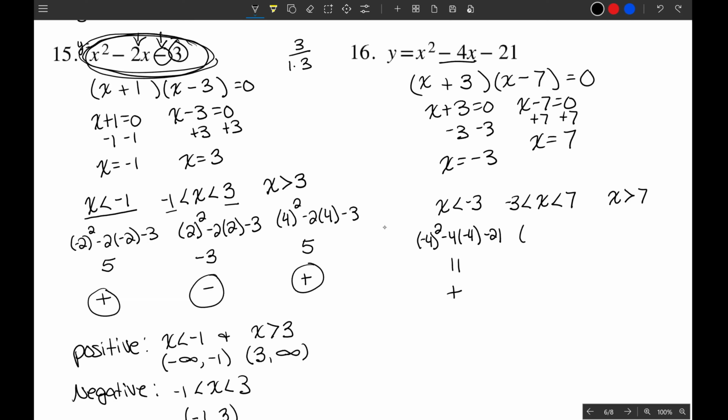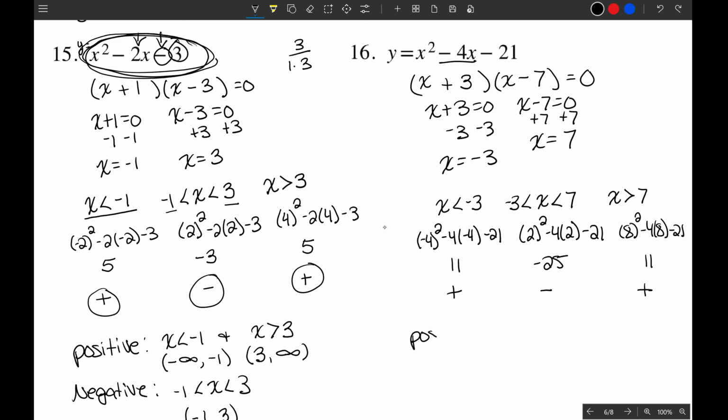Let's go with 2. So we have 2 squared minus 4 times 2 minus 21. That gives me negative 25. That's a negative number. So my y value is negative when I have x's that are between negative 3 and 7. All right, and then we're going to pick a number bigger than 7. Let's just go with 8. So we have 8 squared minus 4 times 8 minus 21. That gives me 11 again. That's positive, so I know I have positive y values when my x's are bigger than 7.